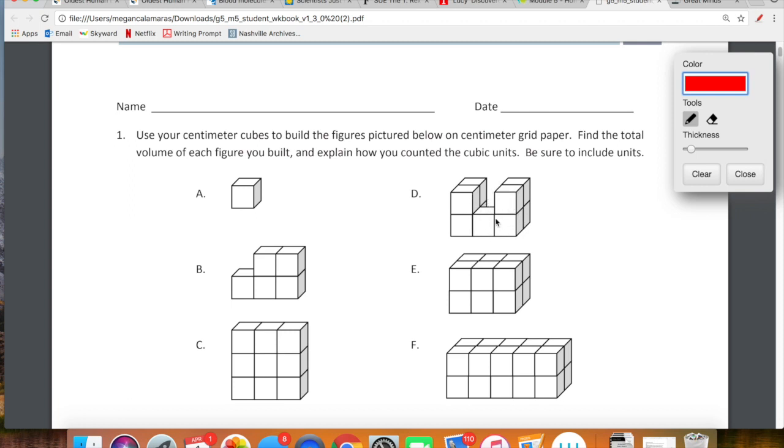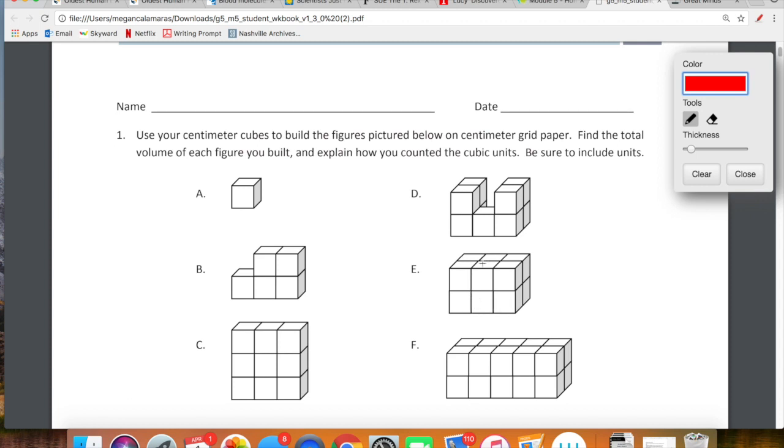So this isn't a regular shape, so you really have to be careful when you're investigating how many cubes make up this figure. So now let's look at E. So we have another kind of regular shape. This is a 2-story building. The first floor I see is 1, 2 wide and 1, 2, 3 long. So the first floor is made up of 6 cubes.